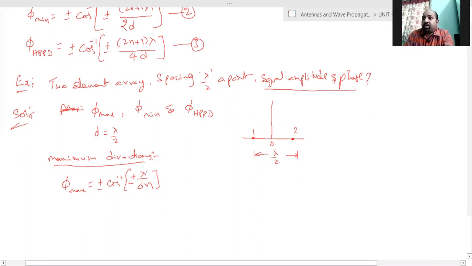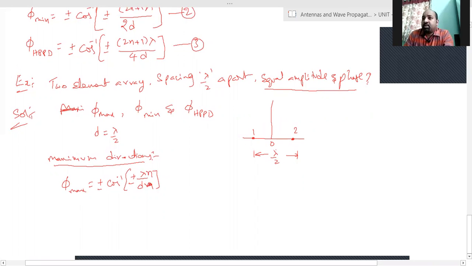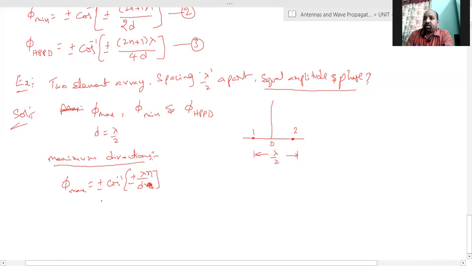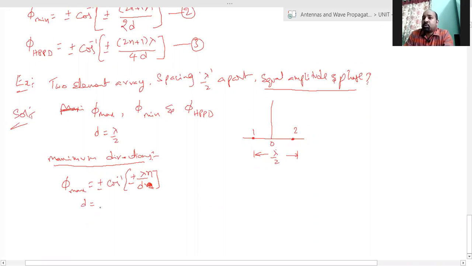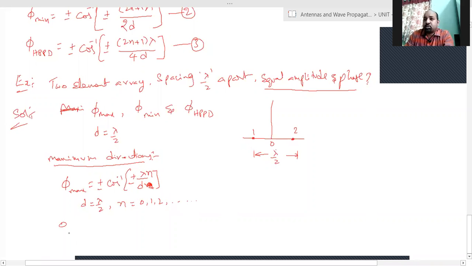So n lambda by d, right? So this is the expression for maximum directions. Now what is small d? Small d is equal to lambda by 2 and small n is equal to 0, 1, 2 and so on, right? Let us substitute those values.